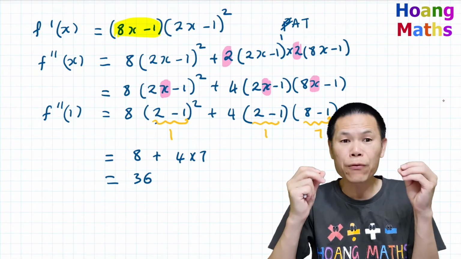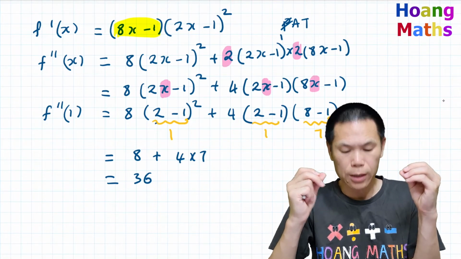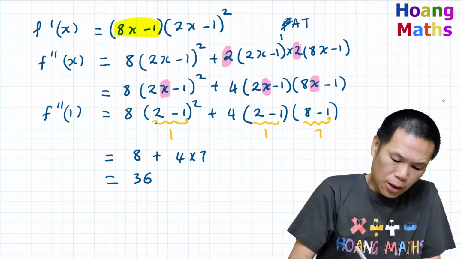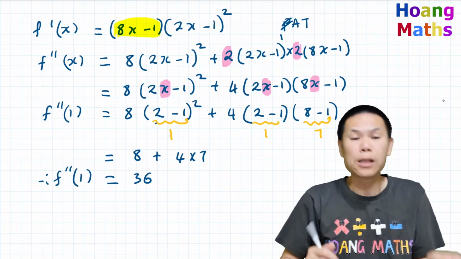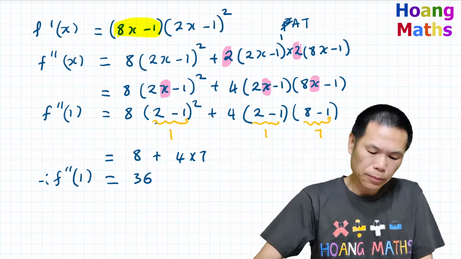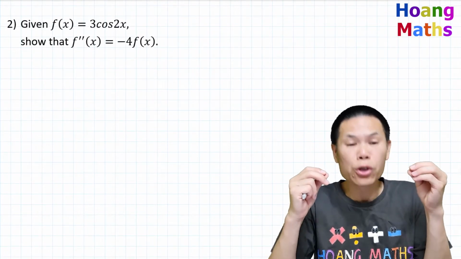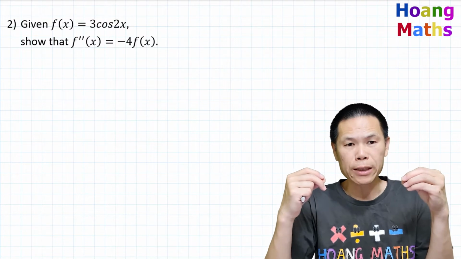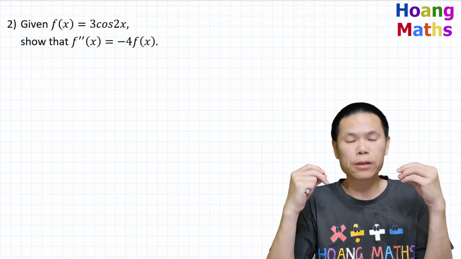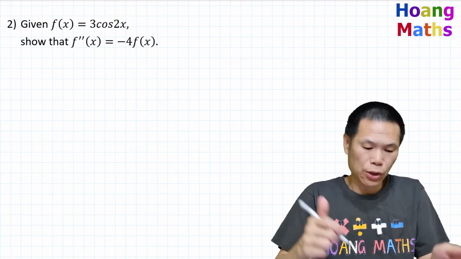So therefore, f double dash 1 is equal to 36. Second one. So we need to show f double dash x is equal to negative 4 times f of x. So we just need to differentiate the function twice first.